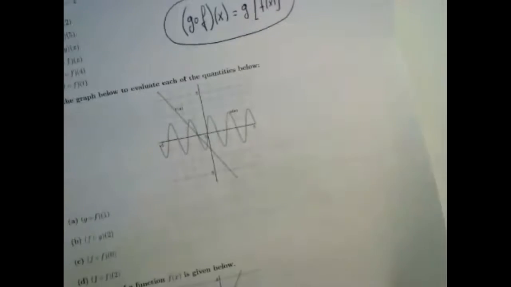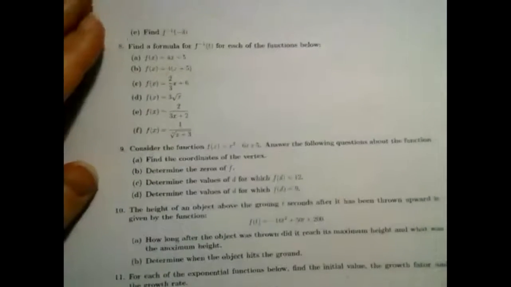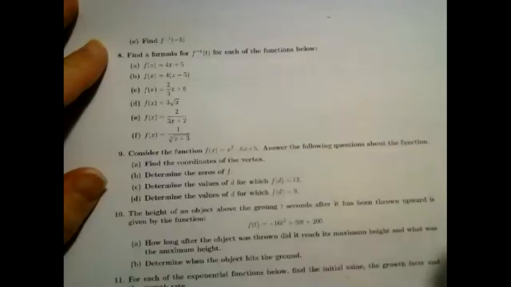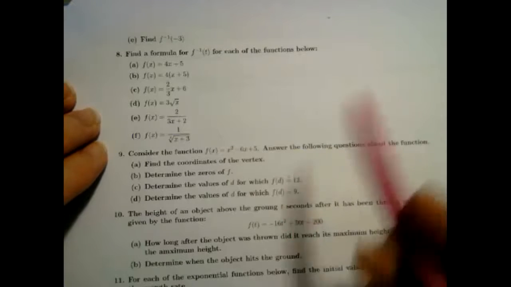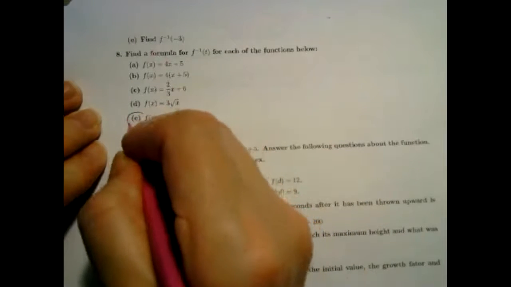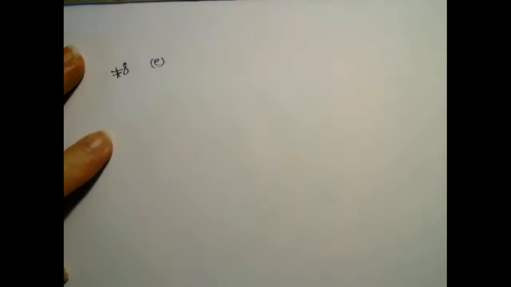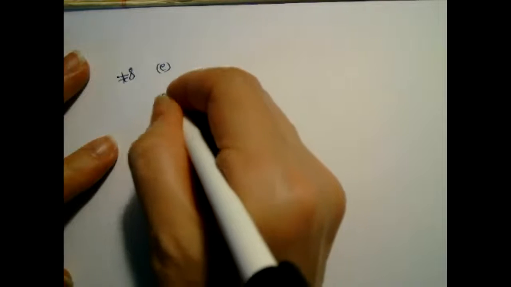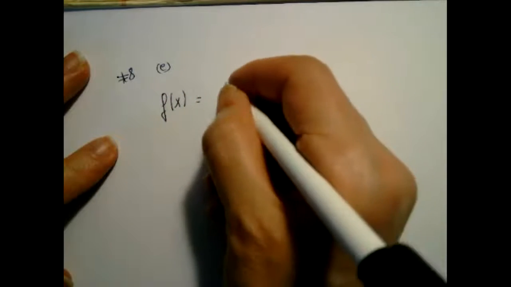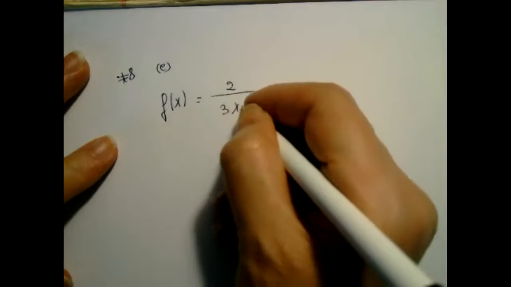All right. Now we look at number 8. Number 8 is to find a formula. This is really where the algebra kicks in. So they want number E and number F. So I have the following function, we're doing number 8 E, right? We have f of x equal 2 over 3x plus 2.